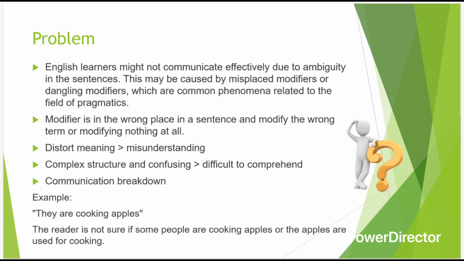So what's the problem with modifiers? Well, English learners might not communicate effectively due to ambiguity in the sentences. This may be caused by misplaced modifiers or dangling modifiers, which are common phenomena related to the field of pragmatics. If the modifier is in the wrong place in a sentence and modifies the wrong thing, or modifies nothing at all, it can distort meaning and cause misunderstanding.